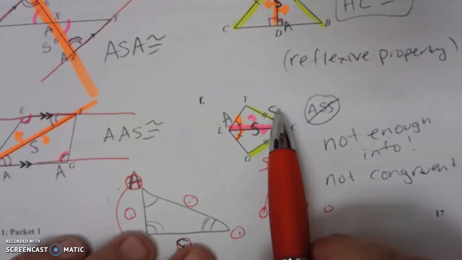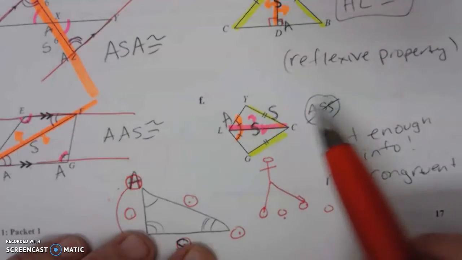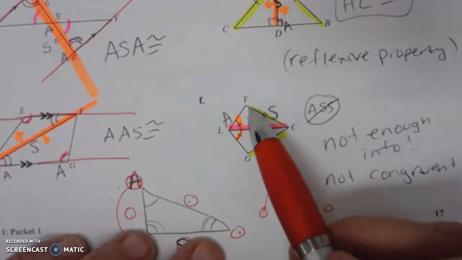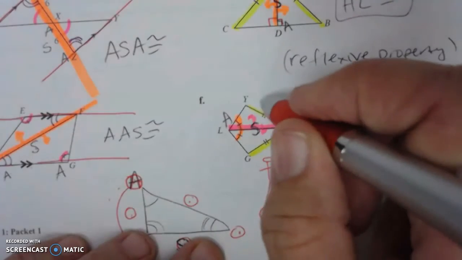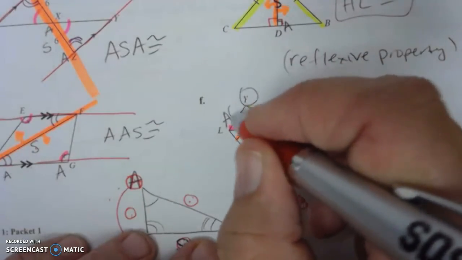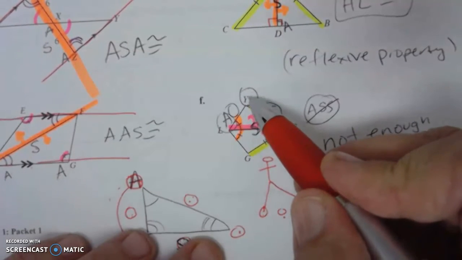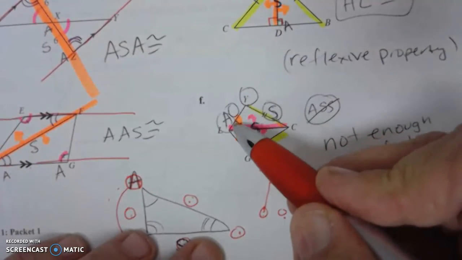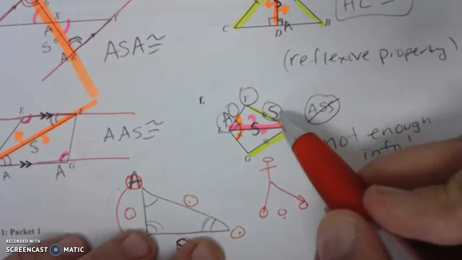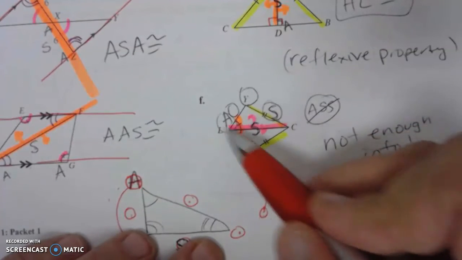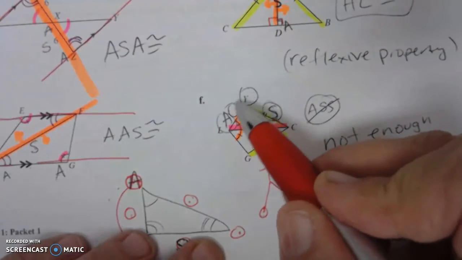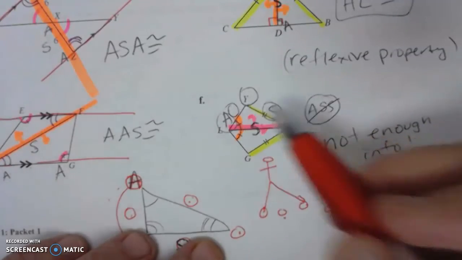I can't go side, angle, side, because I can't skip. If this is my stepping stone, a stepping stone for this side, a stepping stone for that angle, a stepping stone for this side, a stepping stone for this angle. See, if I went side, angle, side, side, skip, skip. You're not allowed to skip two.